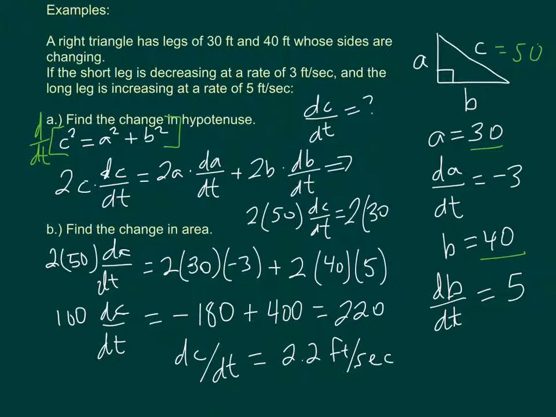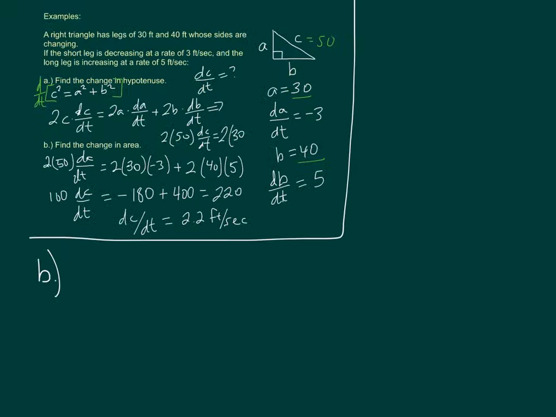Okay, now I'm going to make more room to get our change in area for part B. So to find the change in area of this triangle, remember area is equal to 1/2 base times height on the area of a triangle. And we want to know the change in area with respect to time.